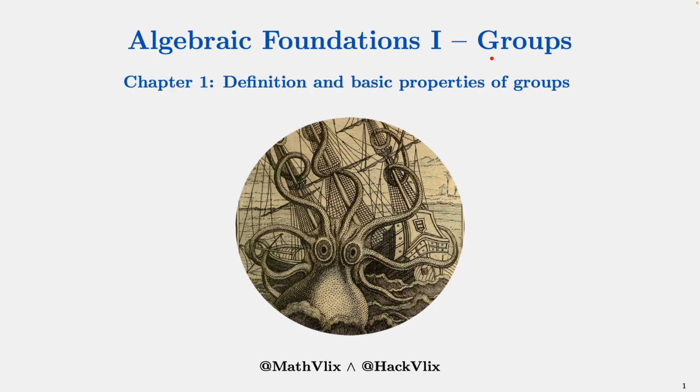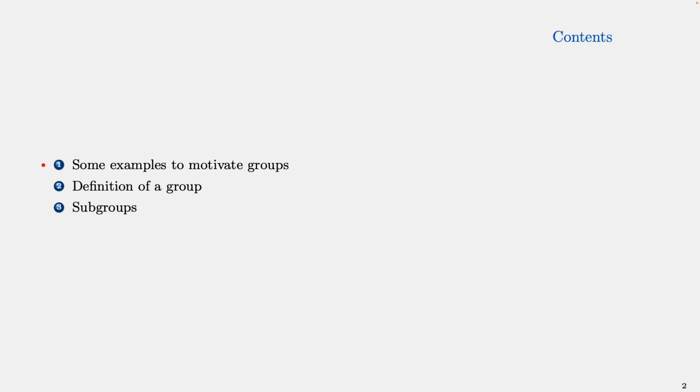Part 1 will be about algebraic structures called groups, and in the first chapter I will simply introduce them and discuss the definition and some basic properties. We will begin by studying some examples to motivate the notion of a group. Then I will give you the definition of a group and study some of their properties, and third we will look at subgroups, that is, groups within other groups.